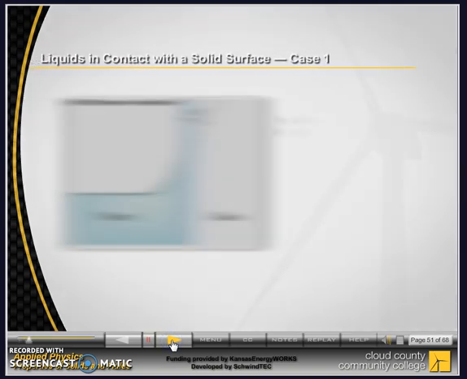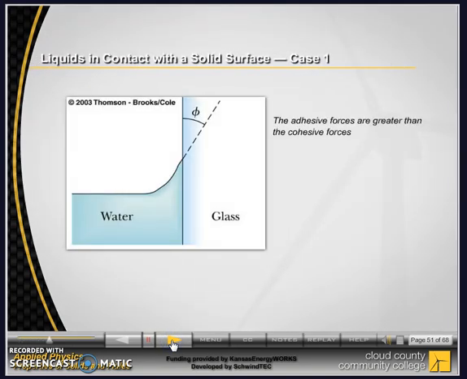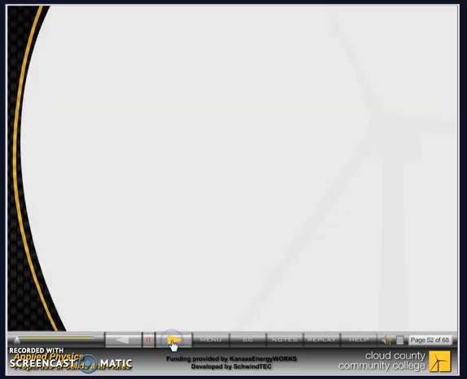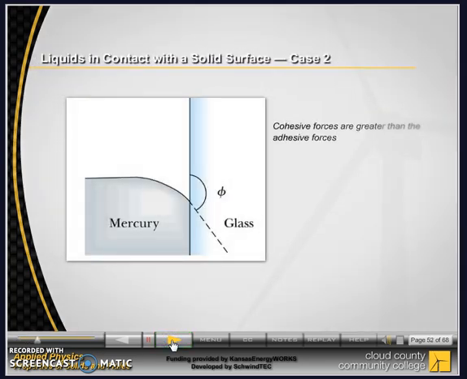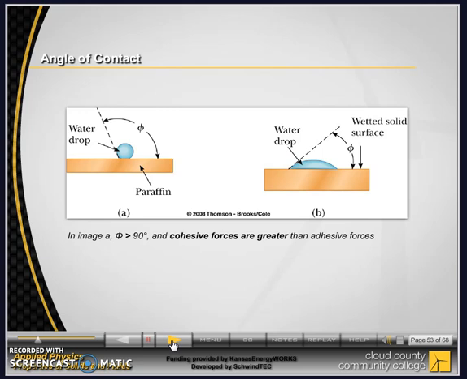In this example, the adhesive forces are greater than the cohesive forces. The liquid clings to the walls of the container and the liquid wets the surface. This example shows cohesive forces are greater than the adhesive forces. The liquid curves downward and does not wet the surface. In image A, phi is greater than 90 degrees, and cohesive forces are greater than adhesive forces. In image B, phi is less than 90 degrees, and adhesive forces are greater than cohesive forces.